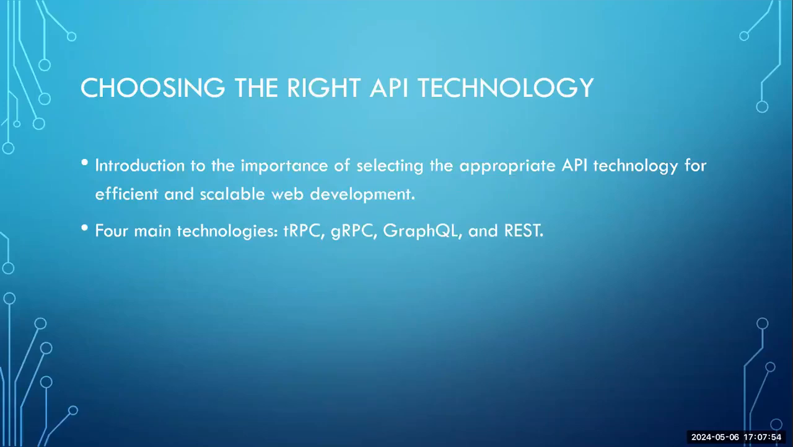Now, before we explore the world of API technologies and discuss how to choose the right one for your project, we must know that as development continues to evolve, building efficient and scalable APIs has become crucial for modern applications. With several technologies available such as tRPC, gRPC, GraphQL, and REST API, selecting the appropriate one can significantly impact the performance, flexibility, and maintainability of your application.